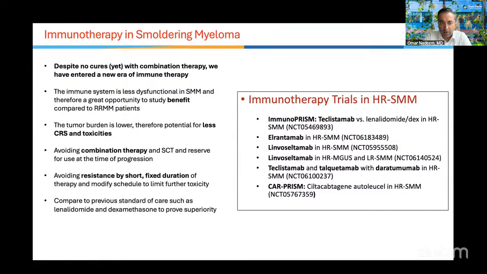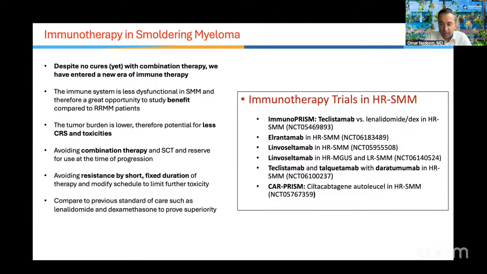We have so many new T cell engagers. We have two CAR T cell therapies. So an immune system is much healthier in patients with smoldering myeloma than it is in patients with relapsed myeloma. So giving these therapies early may even be better than giving some of the combinations. And maybe then some of those combinations can be saved for later for patients that truly need them.